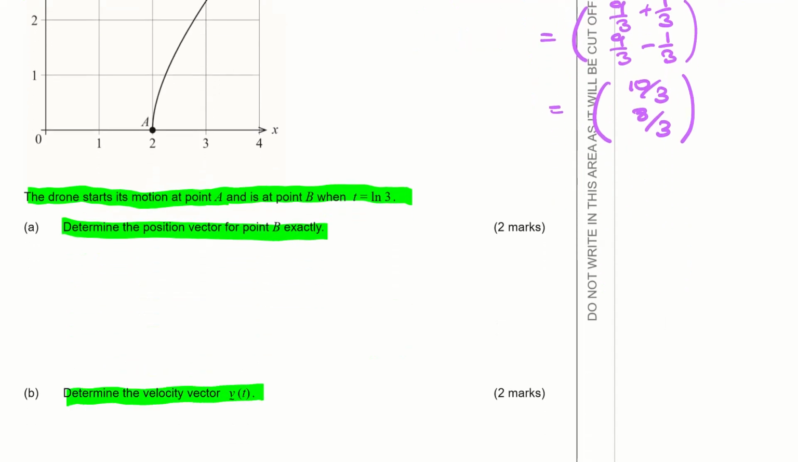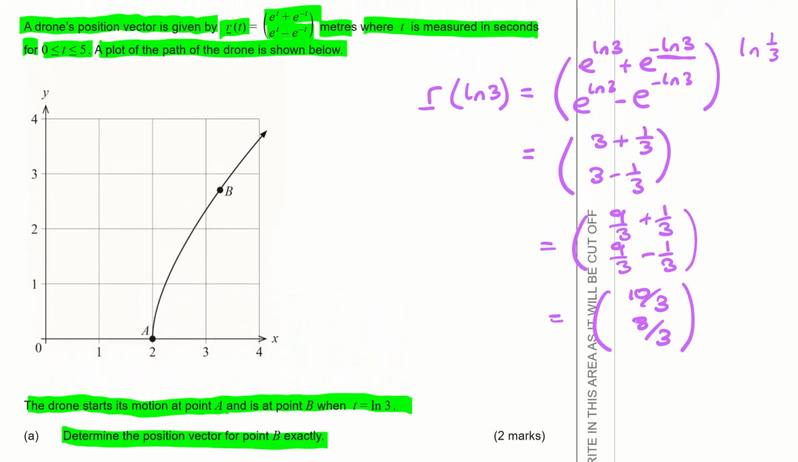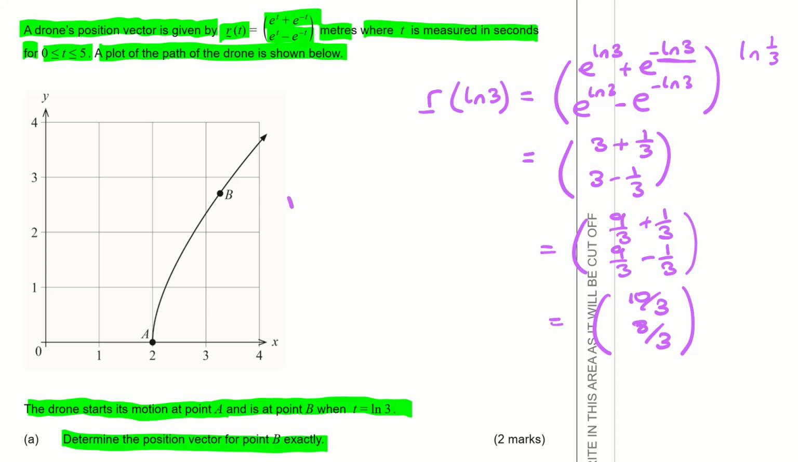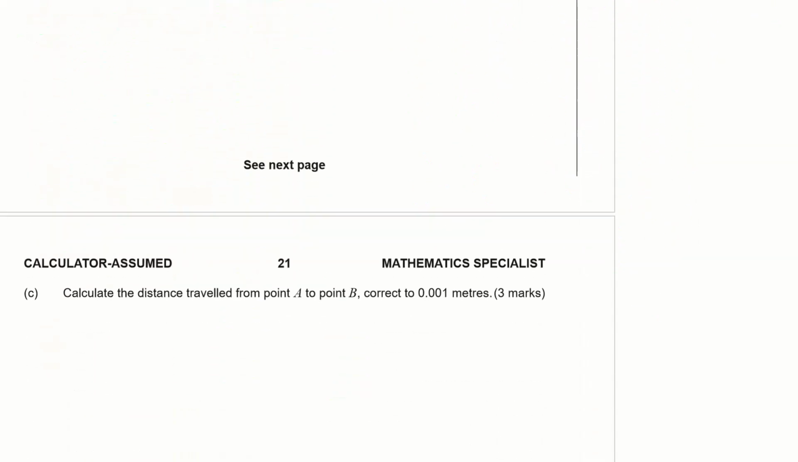Determine the velocity vector v of t. So we just need to differentiate. So v of t is going to be e to the t take away e to the negative t, and e to the t plus e to the negative t. Don't forget the chain rule, and the negative there is what's given us the plus down here.